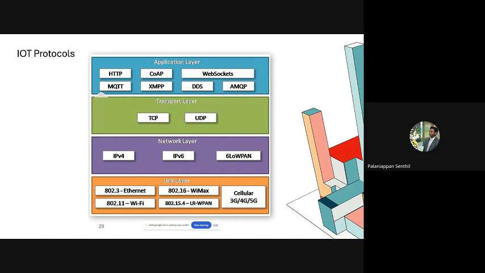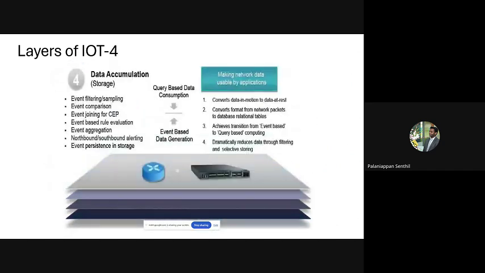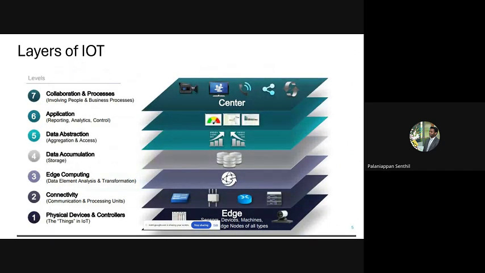Next, by the way, before I jump in, any questions so far in level 1 to 7? So we saw the physical layer, connectivity layer, edge computing or fog computing layer, data accumulation, where the storage happens, the data abstraction layer, application layer, and the process and collaboration layer. Any questions so far?